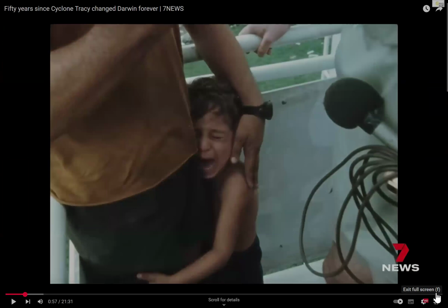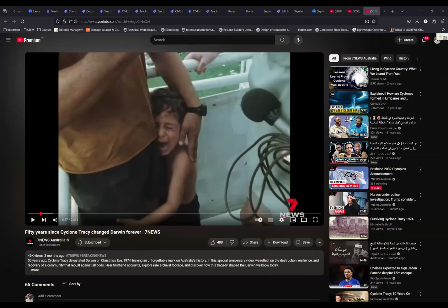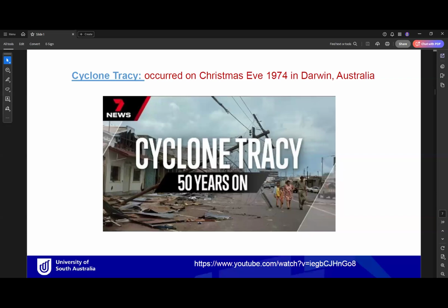Okay, guys, so this is just showing you an example of the catastrophic events that can be caused by cyclones. This cyclone happened in Australia in 1974, and as you can see, it damaged most of the houses and most of the buildings in the city. So in some places in Australia, the cyclone needs to be considered because some areas are cyclonic areas, which means they are more susceptible to cyclones.